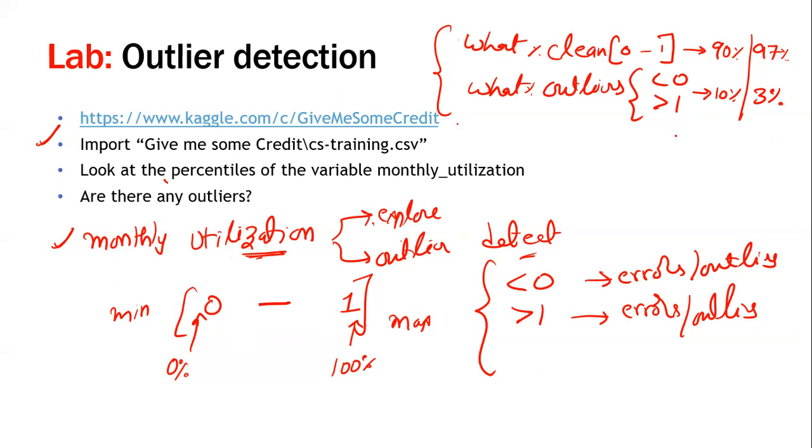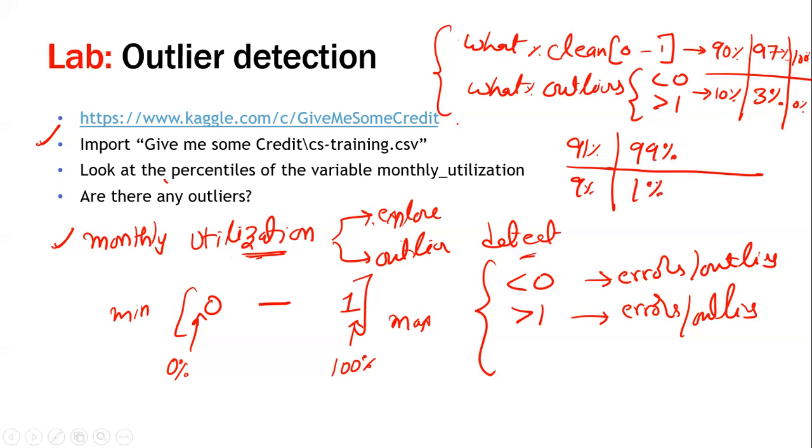The other answer is all clean, perfect, 100% clean, no outliers, 0%. That is also another answer. The other answer is 91% clean, 9% are outliers. Can be right, can be wrong. No need to worry. Some people are saying 99% are clean, 1% are outliers. We will see.